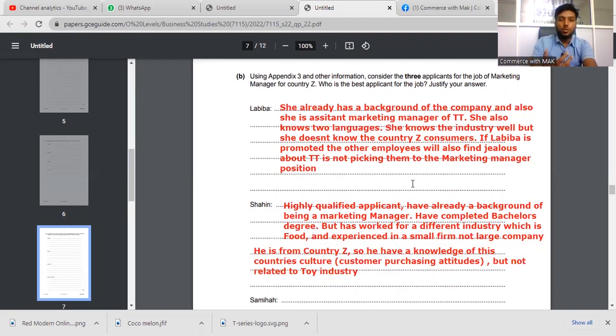So we spoke about these two people. I have given the good about Labiba and the good about Shaheen, and then the bad about Labiba, and then the bad about Shaheen. Now I'm going to write the good about Samiha and the bad about Samiha, and then finally give Samiha as my recommendation. So I'm going to erase it off because I'm going to go down. If you guys wanted to see, go back and just play it where I have stopped.